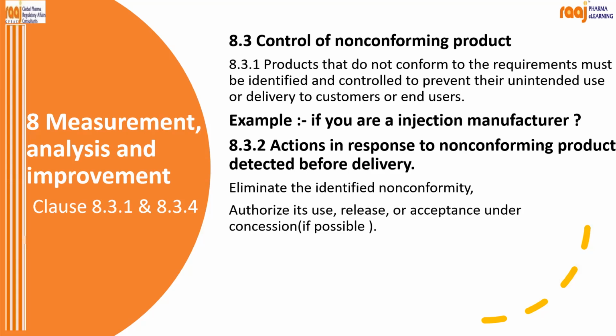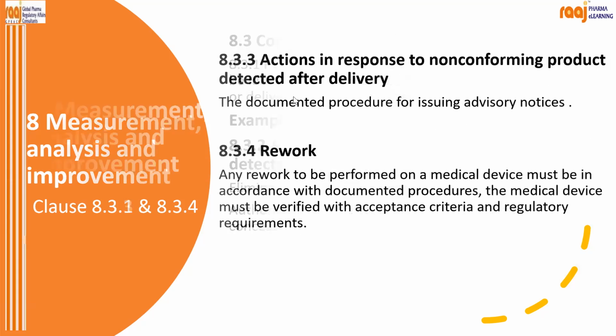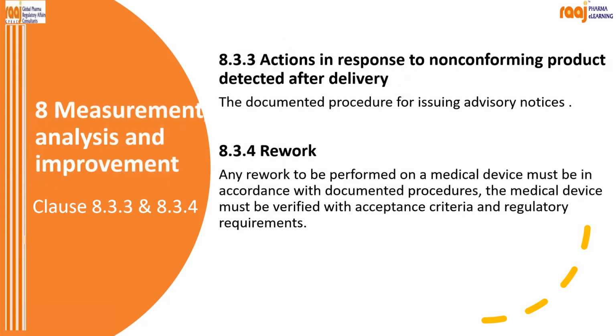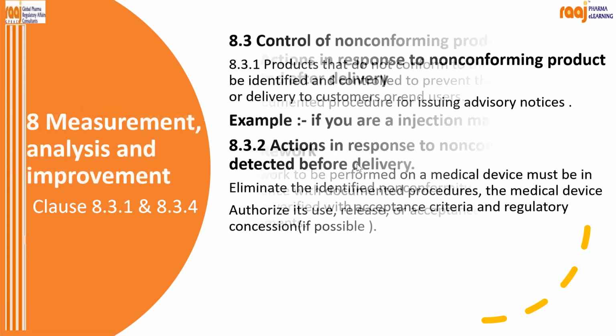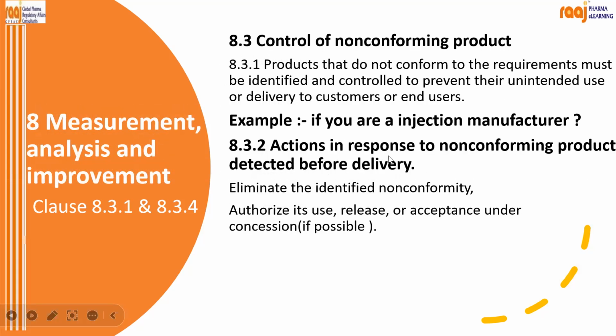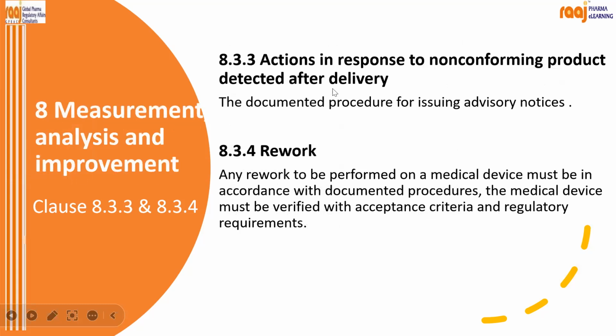And you have to eliminate the identified non-conformity, or authorize release or acceptance under concession. Then action in response to non-conformity in product detected after delivery. This was what happens before delivery, for non-conformity in product in the manufacturing plant, and this is after delivery.